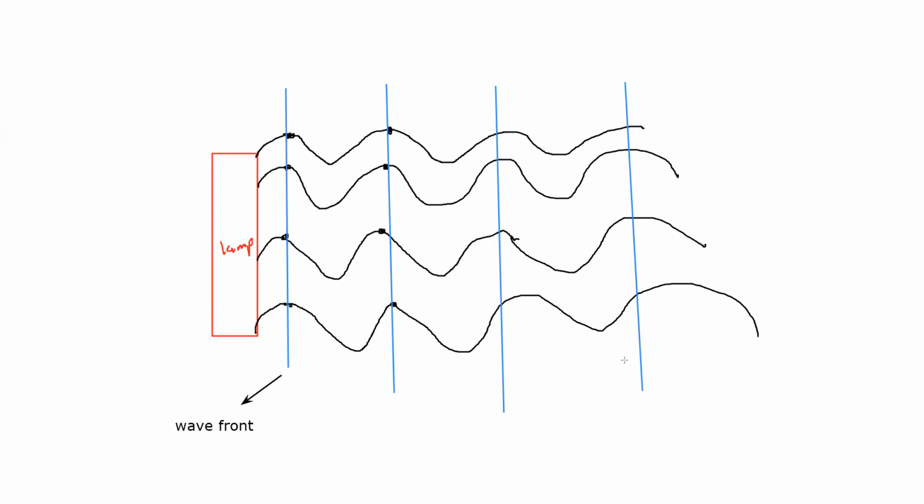And the distance between two successive wavefronts, that is known as wavelength.